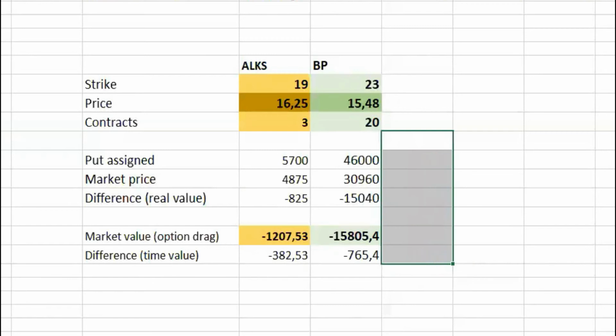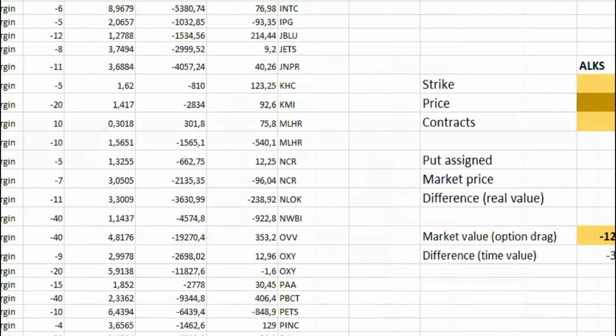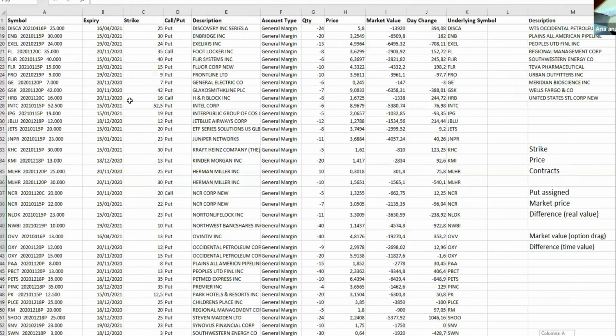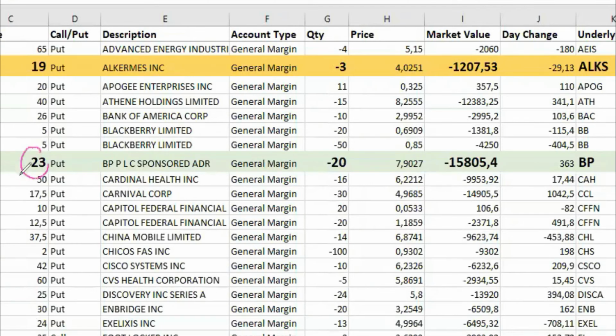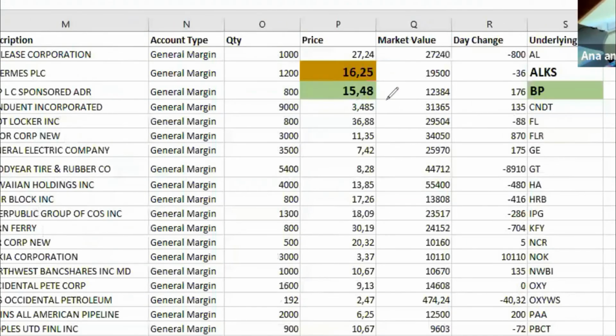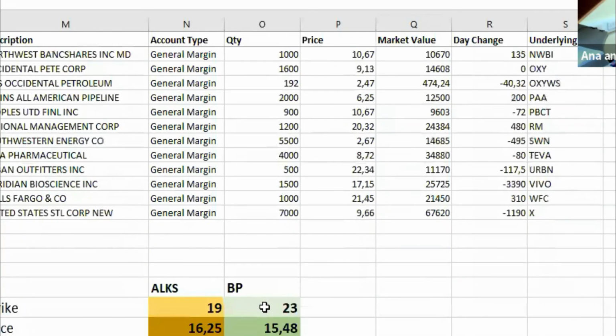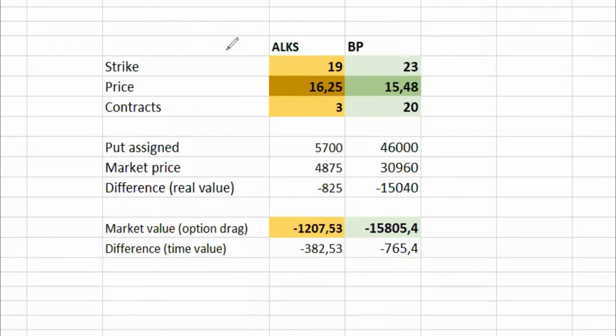Let's go through another example. The next one that we've chosen is BP for the same reason, because we're holding a put on this position and we also have the shares of this position. The figures that we need to look at to do the calculations are the strike, in this case 23, the number of contracts that we have sold, 20, and market value, which is the option drag. The option drag for this position is minus 15,805. Here on the right hand side we have that the price of BP at the moment is 15.1548. Now let's go to the table as before and let's summarize the figures that we've picked from these two tables.